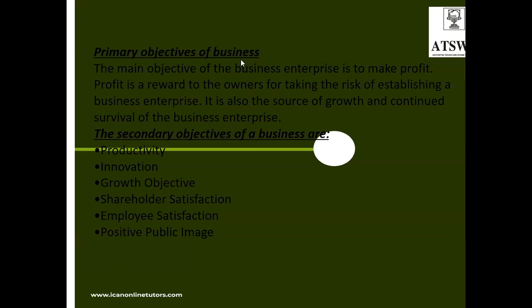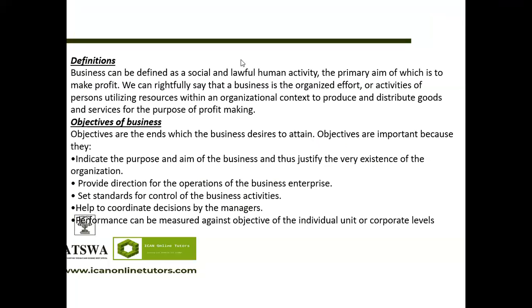The primary objective of every business is to make profits. We all know that. The main objective of business enterprises is to make profit. Please don't forget, what do we refer to as a business? A business can be defined as a social and lawful human activity, which, as we have made mention of, has the primary aim of making profits.